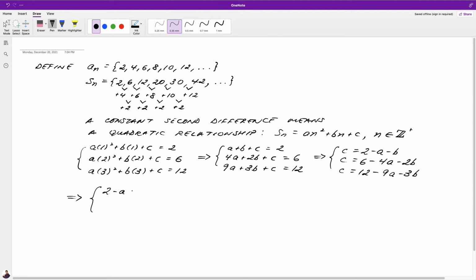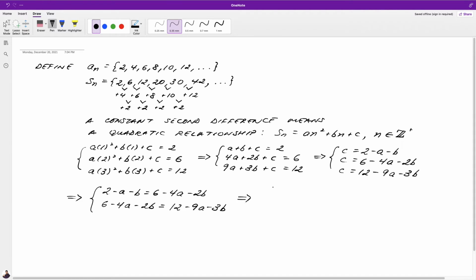So c is equal to c after all. I get 2 minus a minus b equals 6 minus 4a minus 2b. And then I've got, of course, 6 minus 4a minus 2b is equal to 12 minus 9a minus 3b. Very good. Checking that very carefully, yes, that looks good. So let's go ahead and put both of these into standard form.